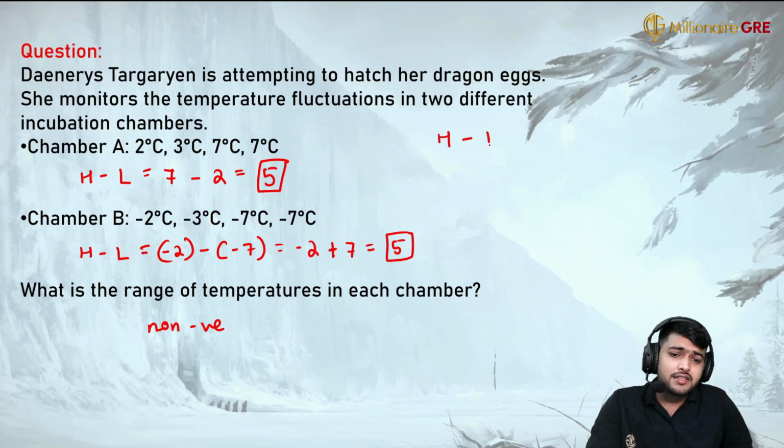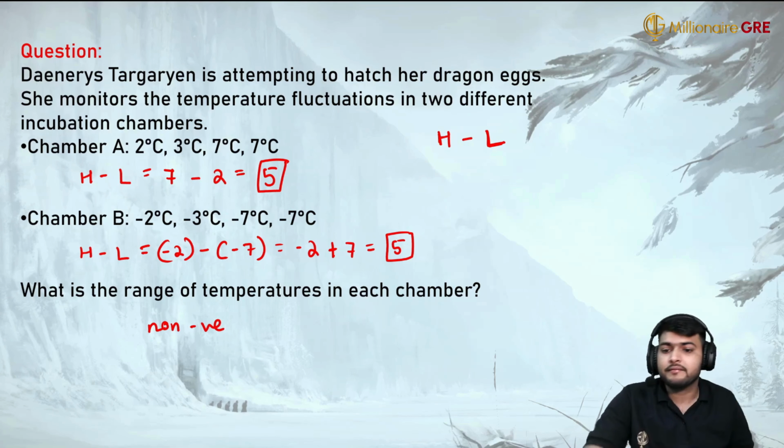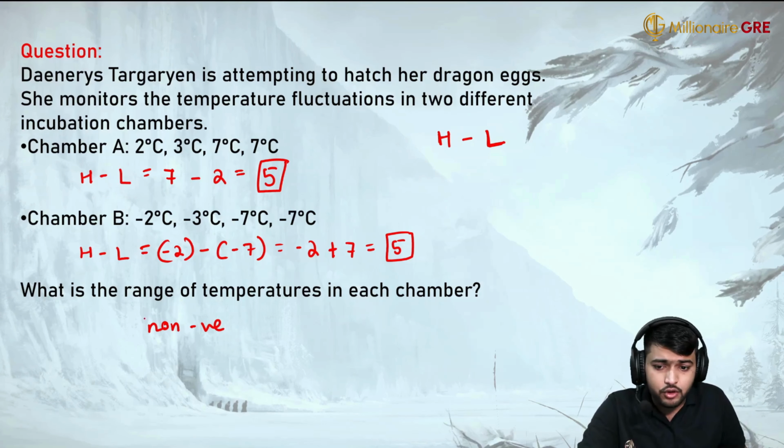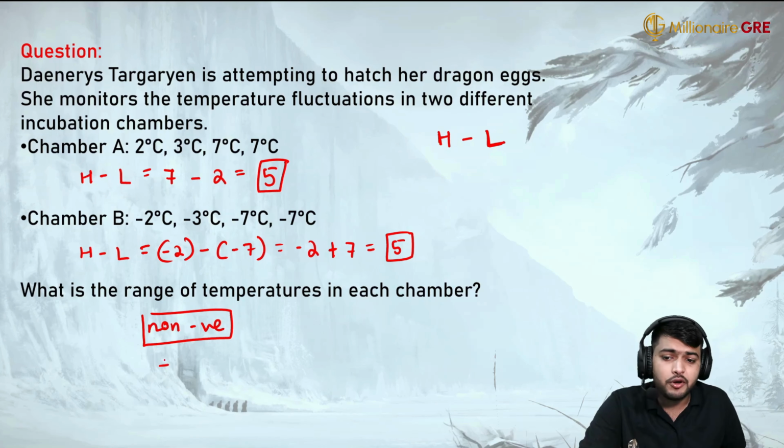We are essentially subtracting the lowest term from the highest term. From a bigger term, we are subtracting a smaller term. How can that ever be negative? And also take note, I have used the word non-negative. I did not say range is always positive. I said range is always non-negative because there's a difference between positive and non-negative.